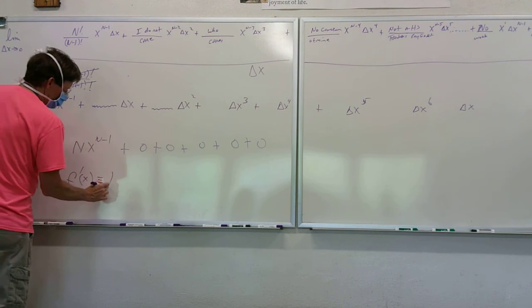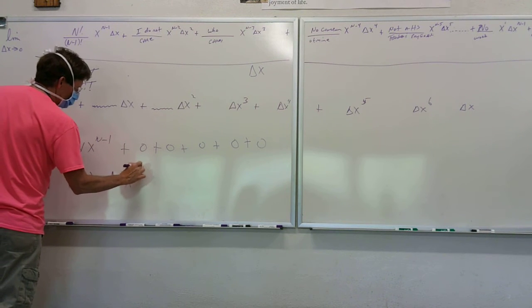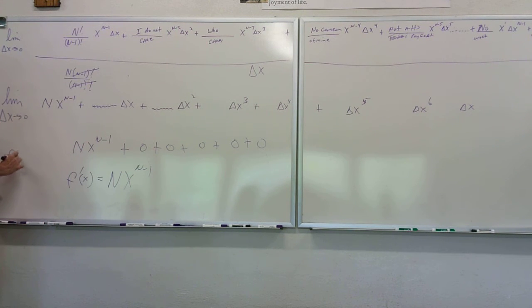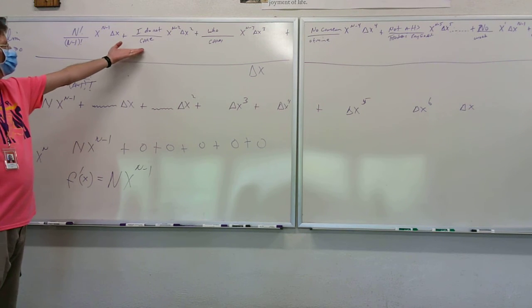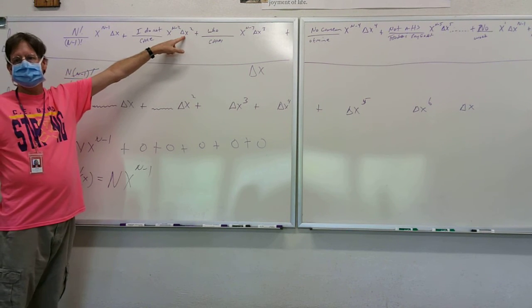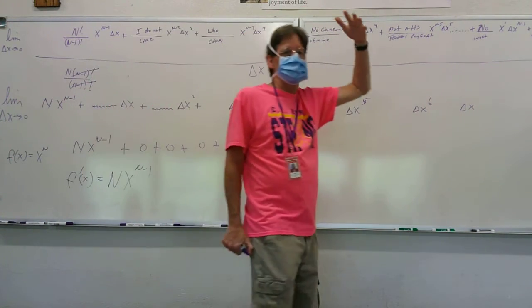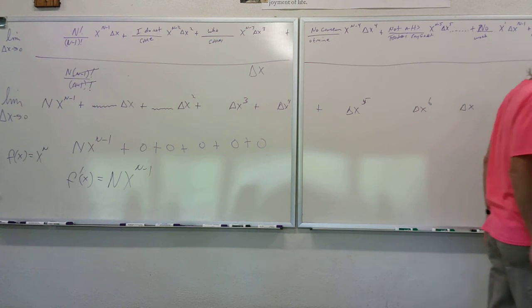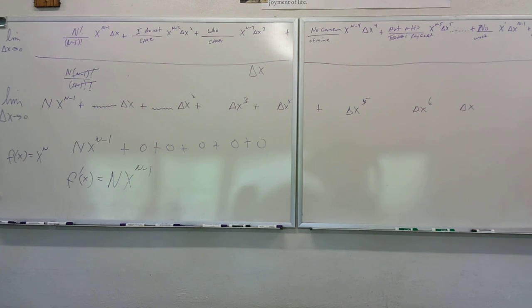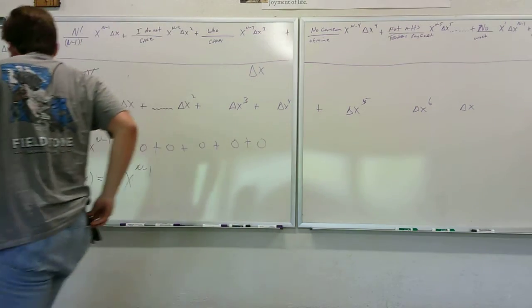It equals n x to the n minus 1. f of x equal to x to the n. And you've done the proof. Now, this proof, you don't need to know what the coefficient is, because you know there's going to be a delta x left there. 0 times that's going to be 0. You don't need to know what that one is. They're all going to turn out to be zeros. But they're all going to turn out to be zeros anywhere there's a delta x left.